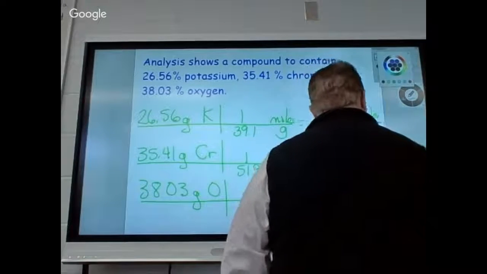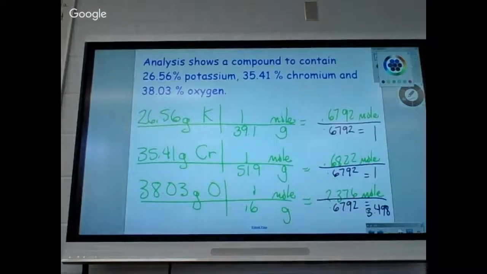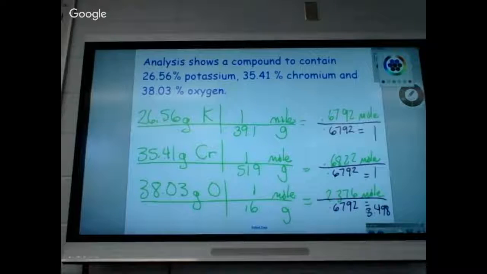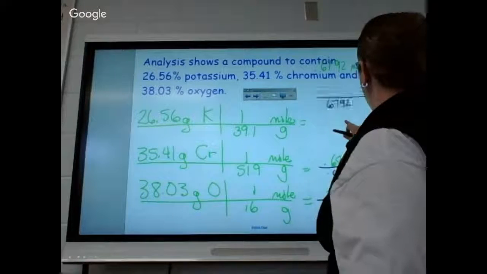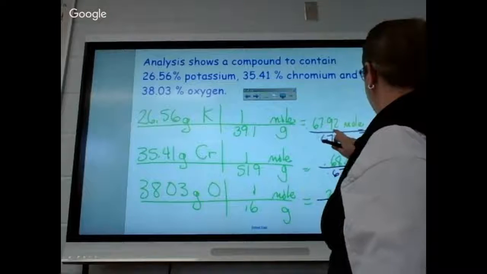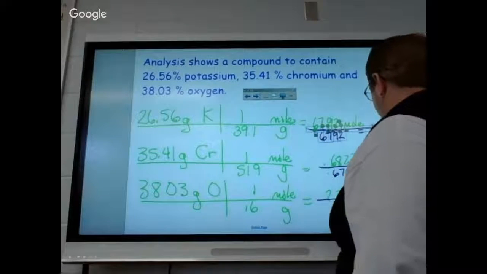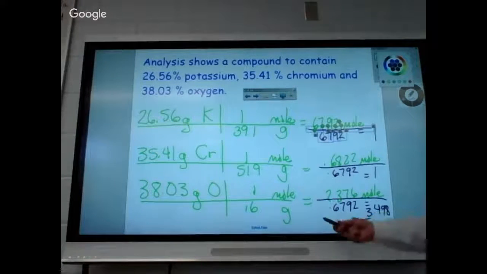All right, now I need a 4 here. Big one. All right. So what do I do when I get 3.498? What's 3.498? That's 3.5. Okay. So the question is, let me move this up out of the way. So I get 3.5. All right. So what do I do with 3.5?